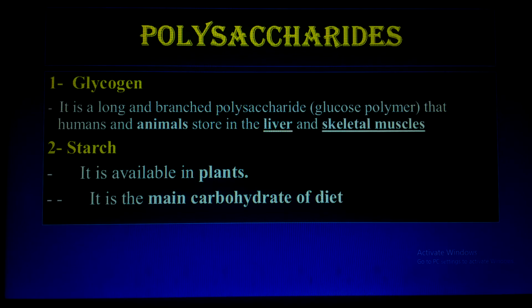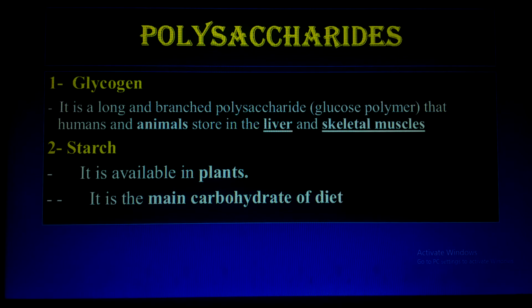Glucose is a monosaccharide that humans and animals store in the liver and the skeletal muscles. So it is, you can say, the stored energy, which is utilized during many other processes for the production of energy. Starch is available in plants. It is the main carbohydrate of the diet. We are taking starch in different forms, in different food items, in our daily routine.